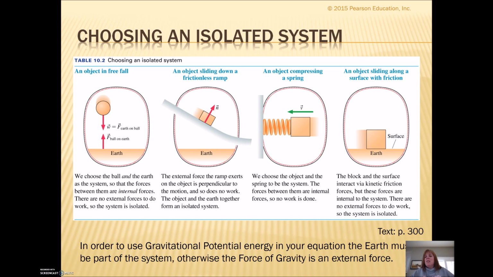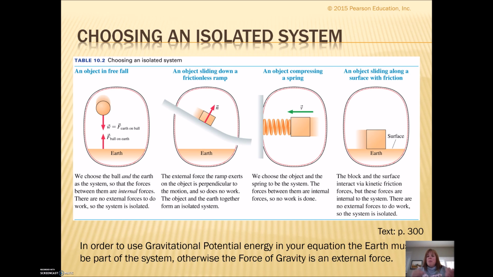The last scenario here is an object that's sliding on a surface that has friction. If you think about what's happening, it has kinetic energy because it's sliding, but it's going to eventually stop because friction is taking energy out of the system. Now, if we just choose the object, then we have work being done by friction because that would be an external force from the surface.